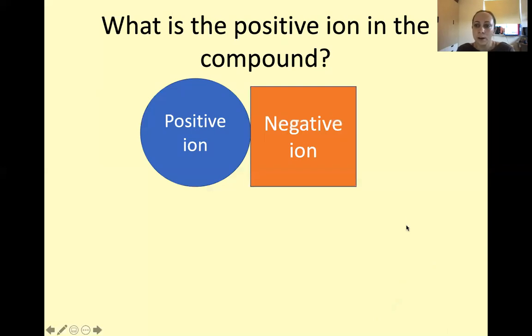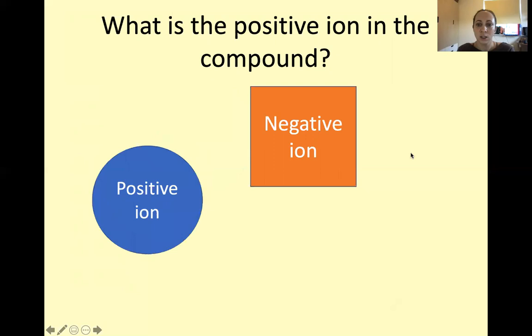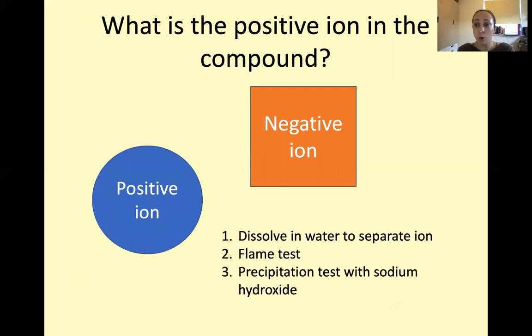Right, we're now going to think a bit more about the testing. So in order to determine what's in our compound, the first thing we need to do is separate those ions. So we need to dissolve our substance into some water, and then there are 2 options. First thing, we can do a flame test, and the second thing we can do is called a precipitation test, and that's what we're going to look at in the next lesson.